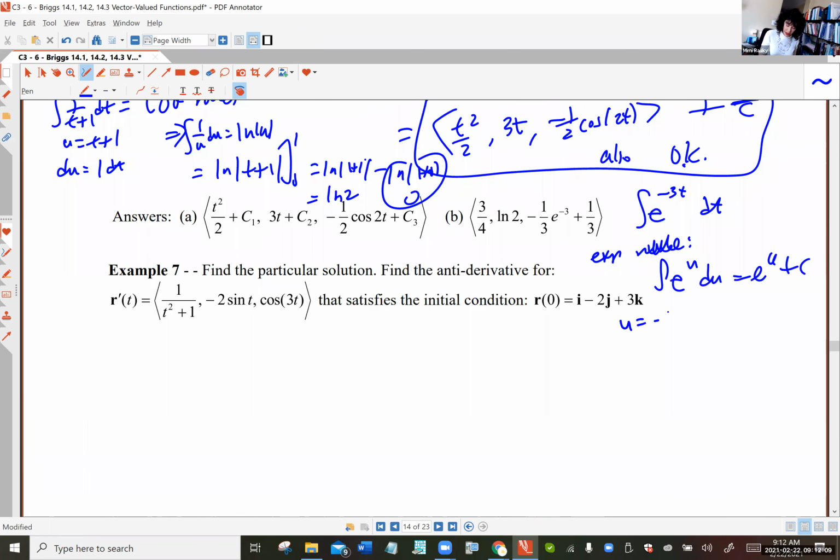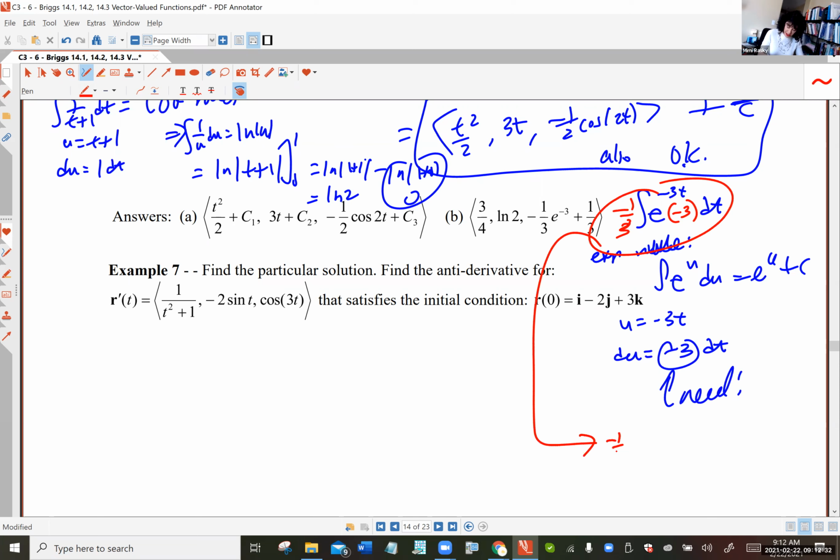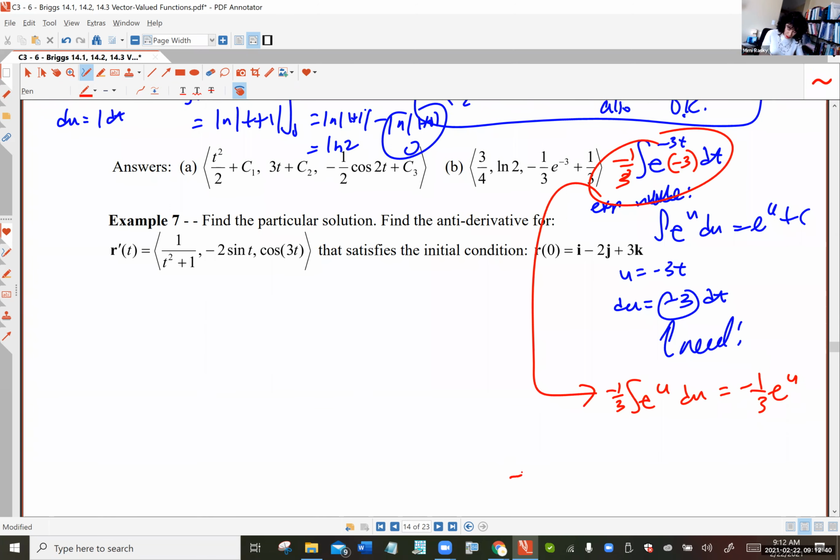Negative 3t is your u, and the negative 3 dt is your du. So I need a negative 3 to even keep going with the rest of this problem, since that's missing. What I do is I put the negative 3 in, and I also divide out by negative 3, basically the same as multiplying by its reciprocal. Now this looks like negative 1/3 e to the u du, which is negative 1/3 e to the u. Then when I put my u back in, which is negative 3t, I can evaluate this between 0 and 1.